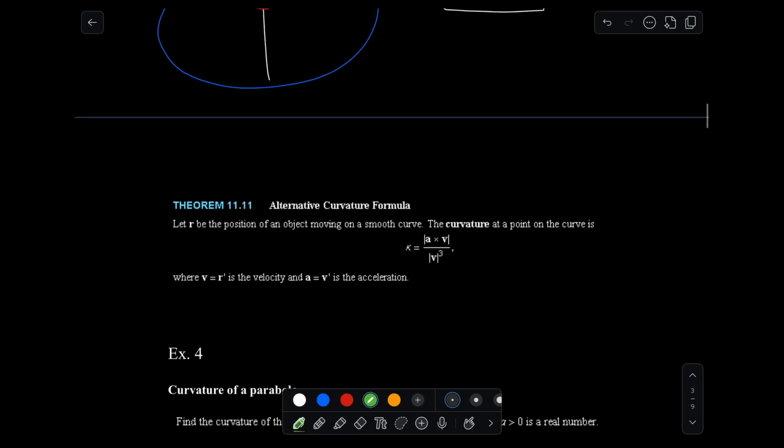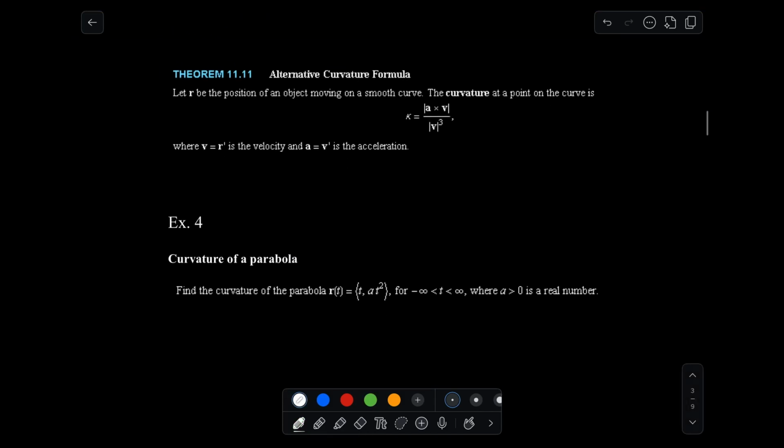Yeah, and then there's an alternate curvature formula, which takes a long derivation, which you can do, but it is kind of tedious. But this is the definition of it. It's a pretty elegant derivation, but I will not be showing it in this video today.